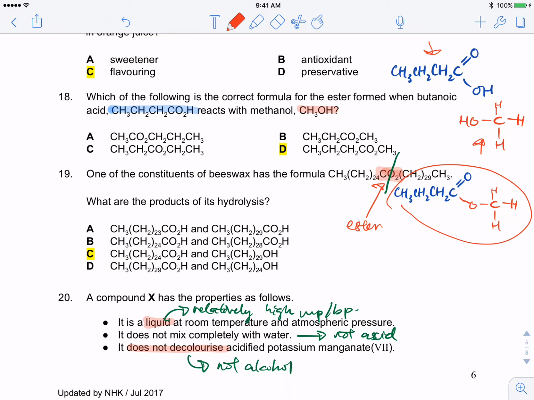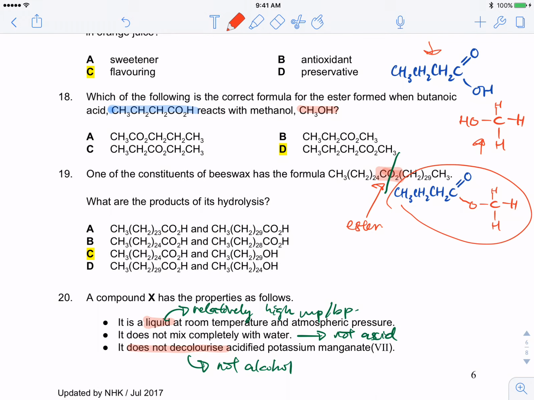Okay. Question 19. What is the constituent of the compound that has that formula? I'm not going to draw this out because it's CH2 times 24. So how can you see what's the product of this hydrolysis? Look out for the COO group. Okay, COO group tells us that it's an ester.